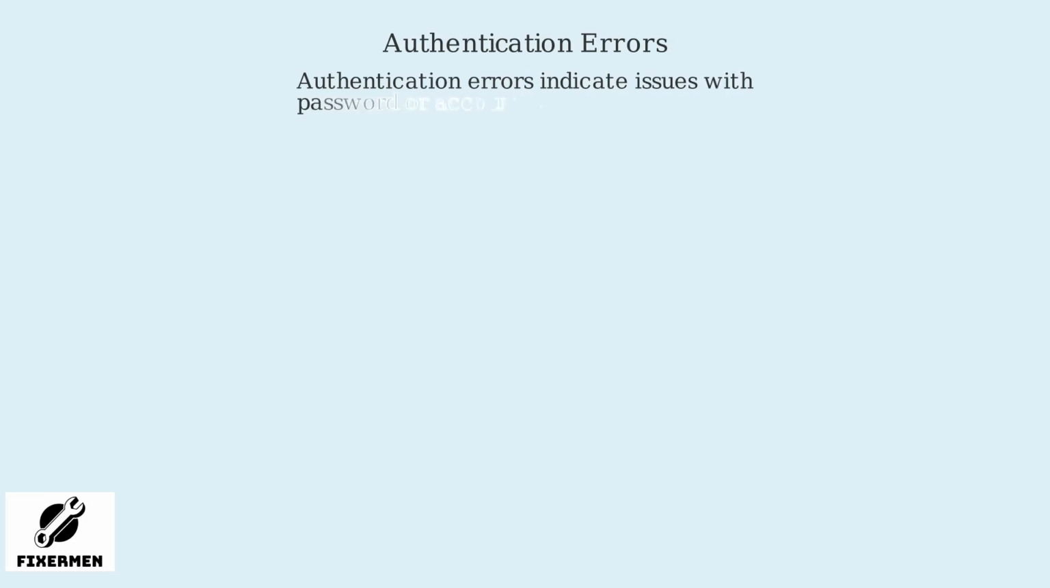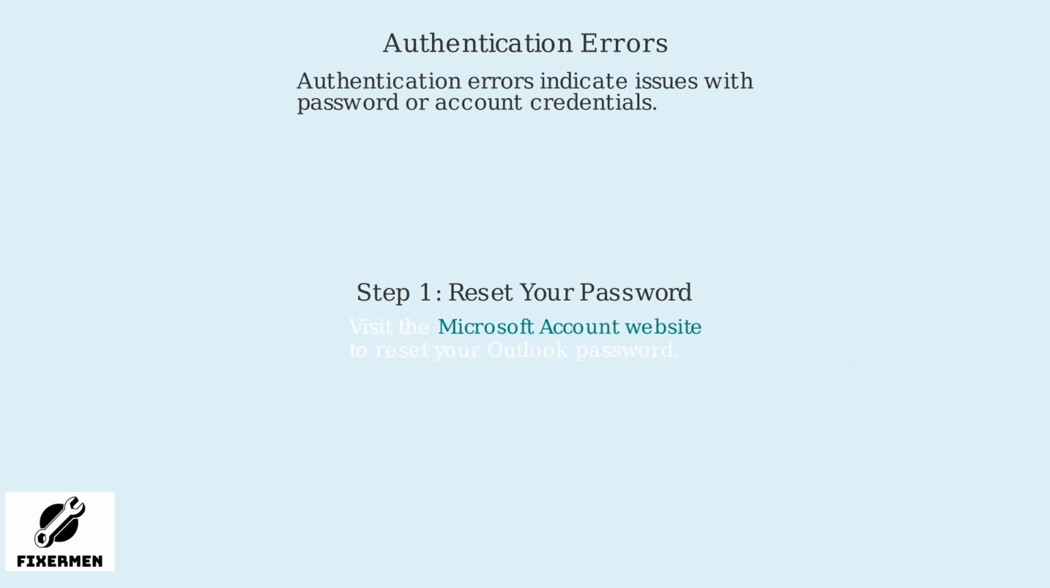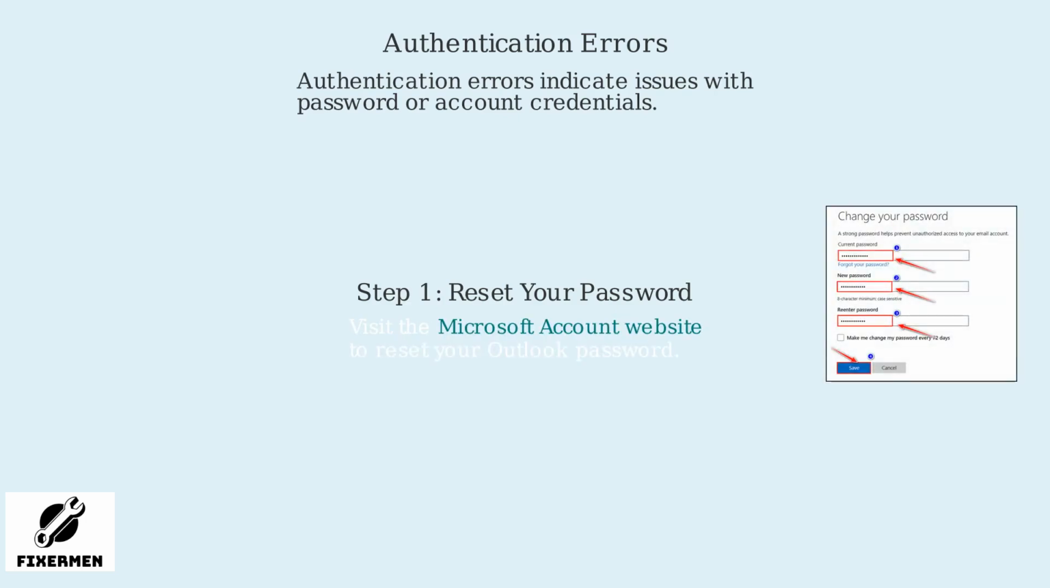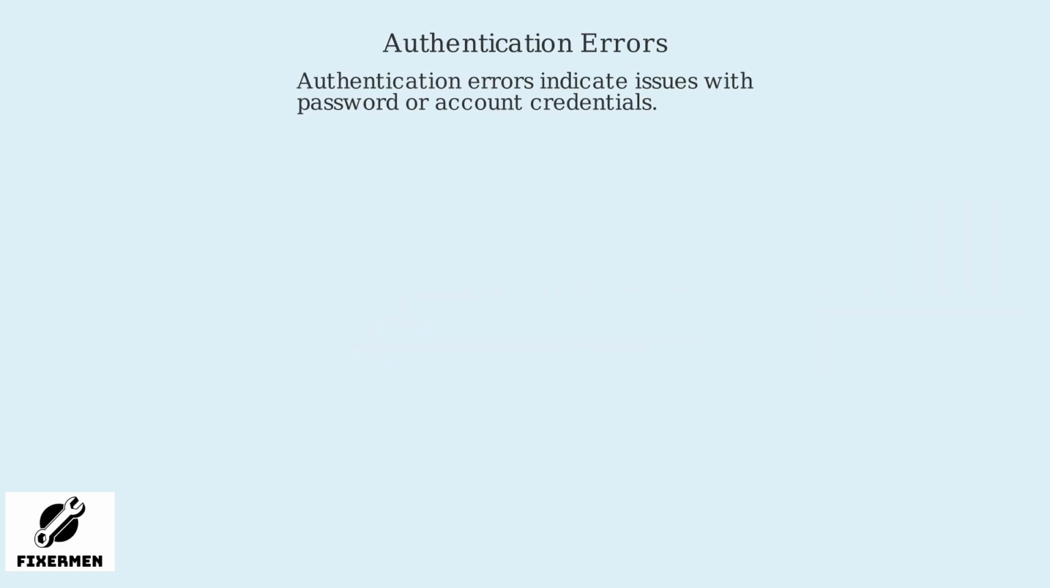Authentication errors often indicate a problem with your password or account credentials. These errors occur when Outlook cannot verify your identity to access your emails, calendars, and contacts. To resolve authentication errors, start by resetting your password through the Microsoft account website. This ensures you have a valid, up-to-date password for your account.